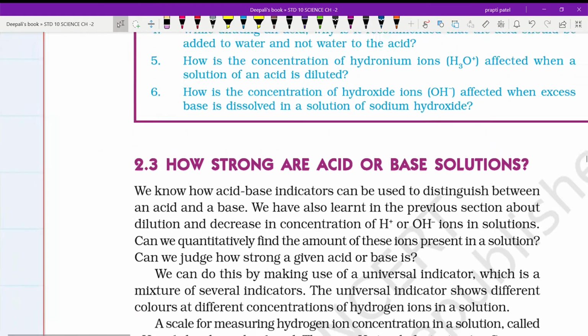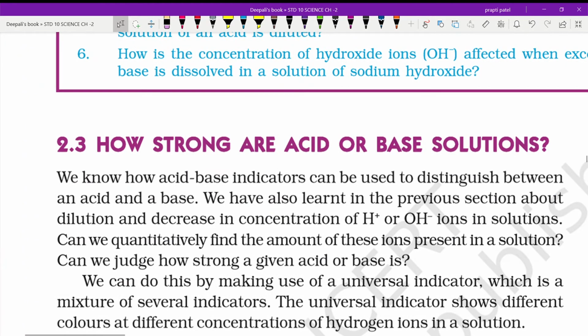Now we know how acid and base indicators can be used to distinguish between acid and base. We also learnt in the previous section about dilution and the decrease in concentration of H plus and OH minus ions in the solution. Can we quantitatively find the amount of these ions present in the solution? Can we judge how strong a given acid or base is?